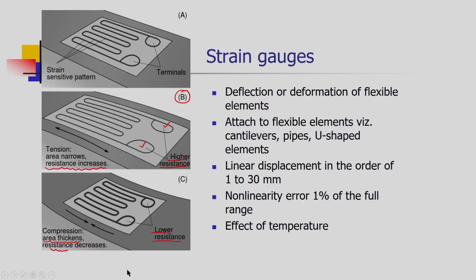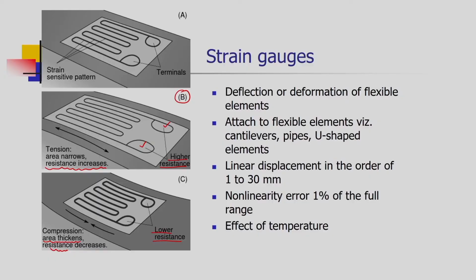Strain gauges are effective when there is longitudinal strain along the length. When the strain is occurring, then the strain gauges are working. For lateral application of strain, they are ineffective. Some information is in front of you. Basically, strain gauges are useful for measurement of displacement from 1 to 30 mm. So, 30 mm is a very decent, significant number.